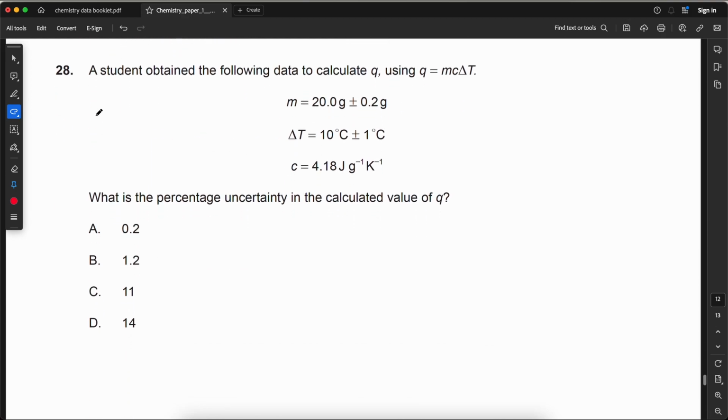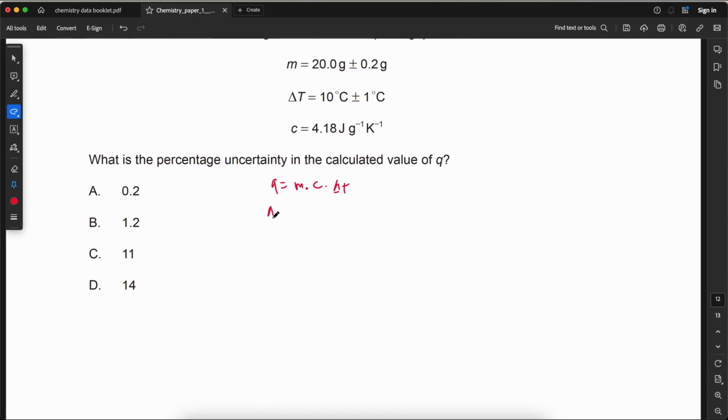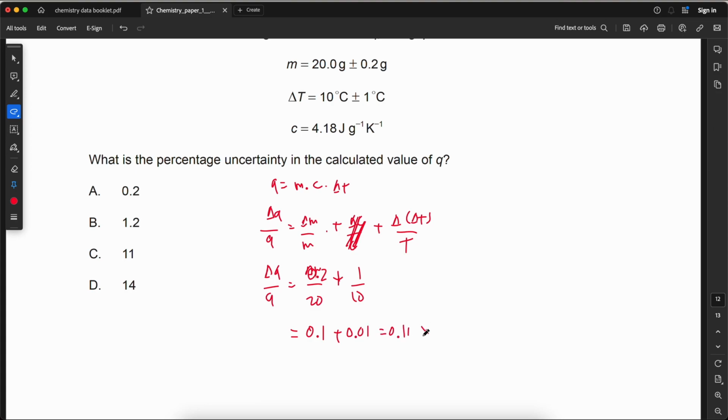A student obtained the following data to calculate Q using Q equals MC delta T. What is the percentage uncertainty in the calculated value of Q? So we can do delta Q divided by Q equals delta M divided by M, plus delta C divided by C, plus delta T divided by T. This is almost no error because it's a constant. So it left delta Q divided by Q, delta M, 0.2 divided by 20 plus 1 divided by 10, and you will get 0.1 plus 0.01, which is 0.11 times 100 for the percentage uncertainty, so you get 11.